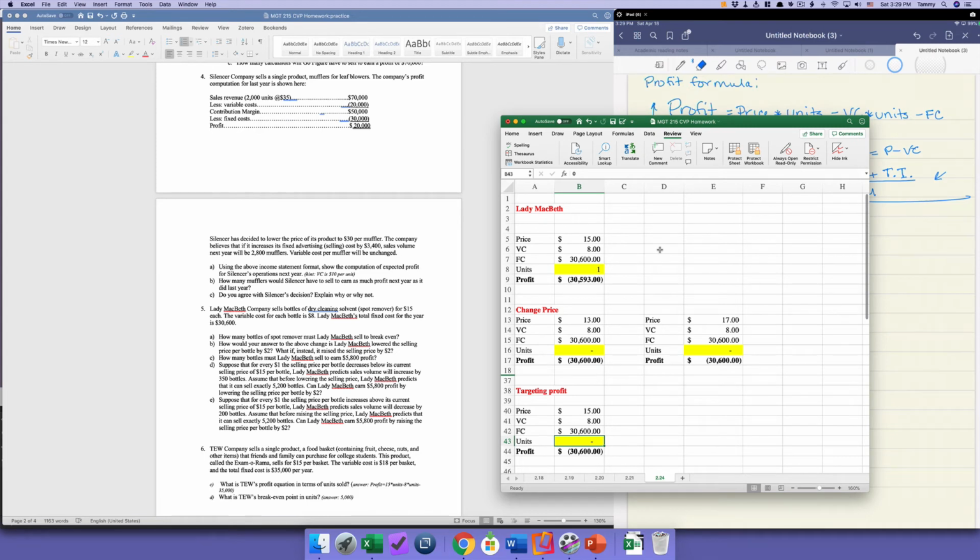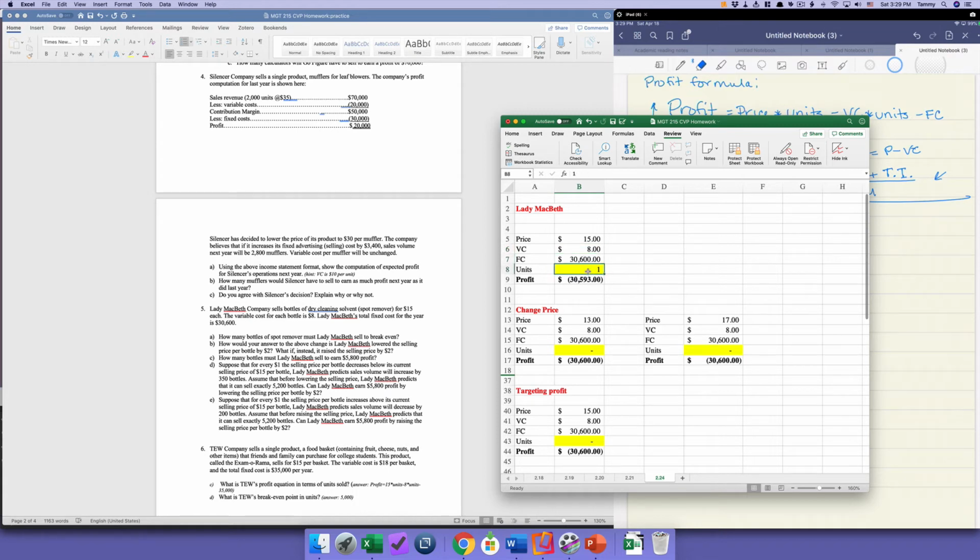Okay, so here we have Lady Macbeth. Now, the first A through C are really simple. They're the same thing, so I'm going to show you in Excel again, just to reinforce the idea that you can use Excel, or you can do it by hand, either way. But we have $15 for a price for these out damn spots, and $8 per bottle in variable cost. And then our fixed costs are $30,600.